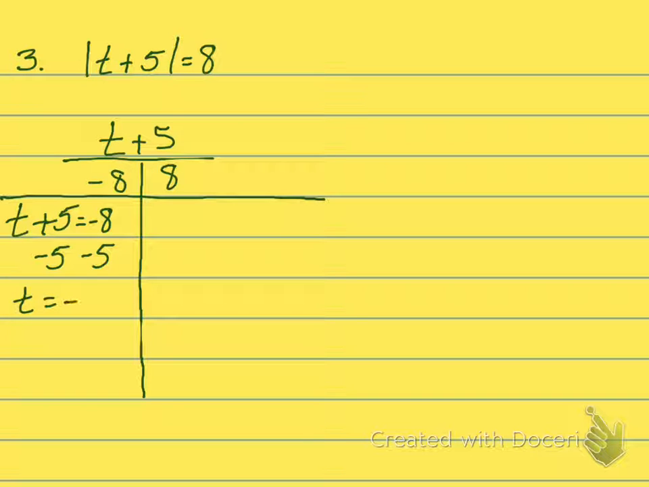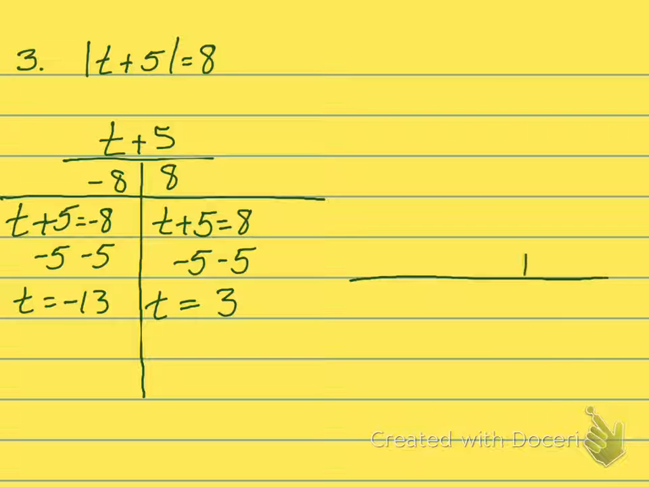So on the negative 8 side, we're going to put t plus 5 is equal to negative 8. Subtract 5 from both sides, we get t is negative 13. Then we do t plus 5 is equal to positive 8. We subtract 5 from each side, and we get t is equal to 3. Now the instructions also tell us to graph the solution. They weren't written down there. I told you to write them in. So we will graph these out, and we will mark negative 13 and 3.